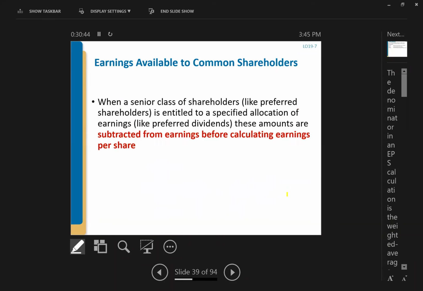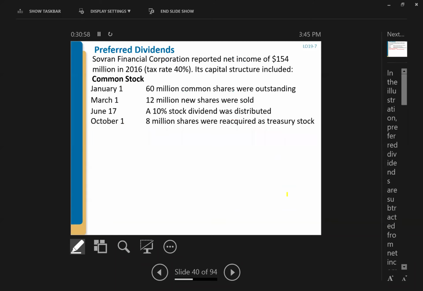Earnings available for common stockholders. When a senior class of shareholders, like preferred, is entitled to a specific allocation of earnings, like preferred dividends, these amounts need to be subtracted from your net income. And so here we have the same scenario.